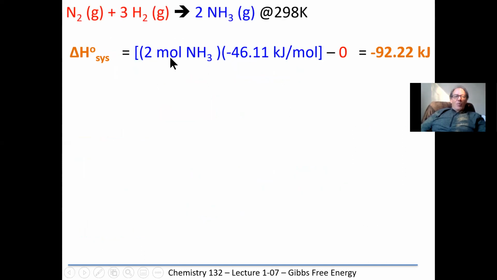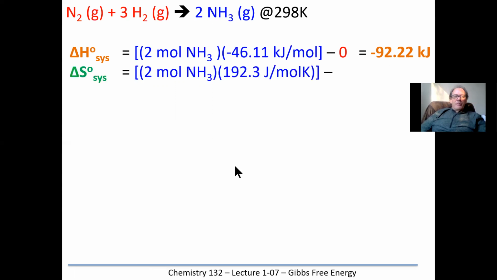So at 298 K, we get the values, 2 moles of ammonia times the value for the heat of formation of ammonia. Remember the values for the heats of formation of elements by definition, and the elements in their standard elemental states are 0. So we end up with a value of minus 92.22 kilojoules. We can see that this reaction is exothermic, meaning that the system is releasing heat energy that is flowing into the surroundings. The surroundings are gaining 92.22 kilojoules of energy. The system is losing 92.22 kilojoules of energy.